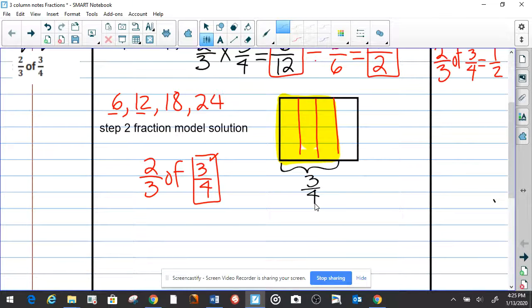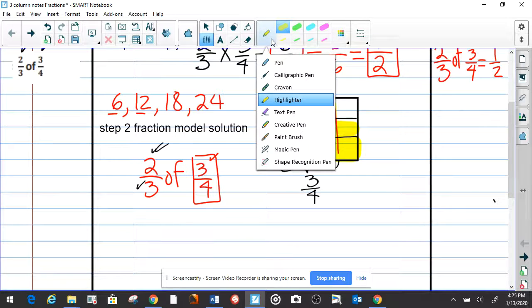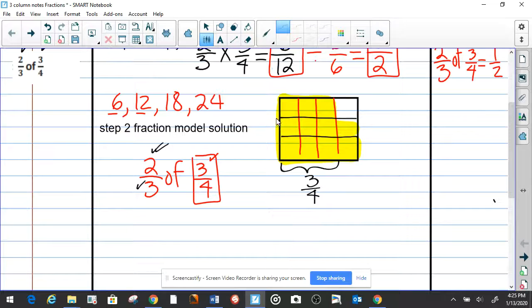Now, how much was taken out of 3/4? Well, 2/3. And the denominator tells me that I have to divide this into 3 parts. And the numerator tells me that out of those 3 parts, 2 are shaded. So we're going to do that. This is 1/3, 2/3. And now I need to label for easier understanding. So from here to here is 2/3. And where these fractions overlap, that's the answer.